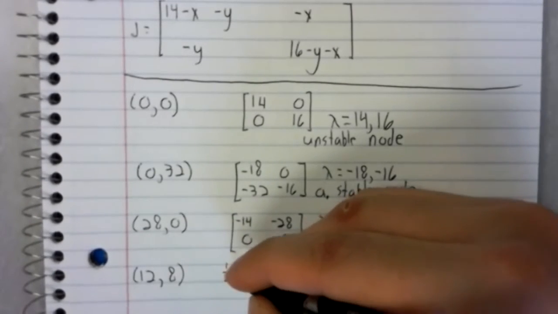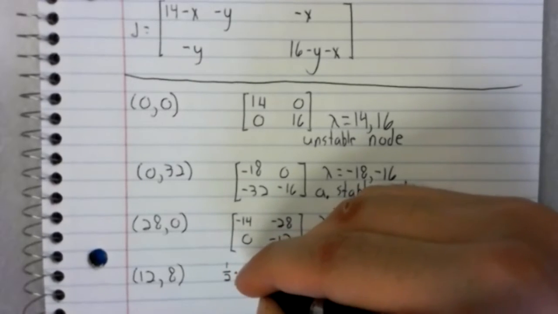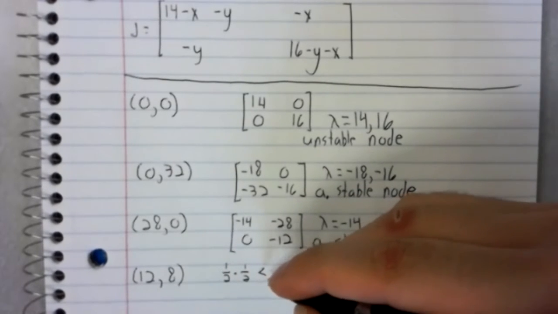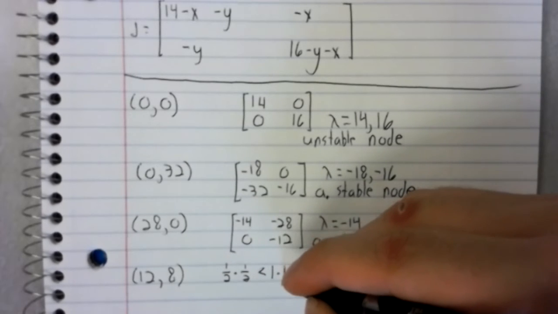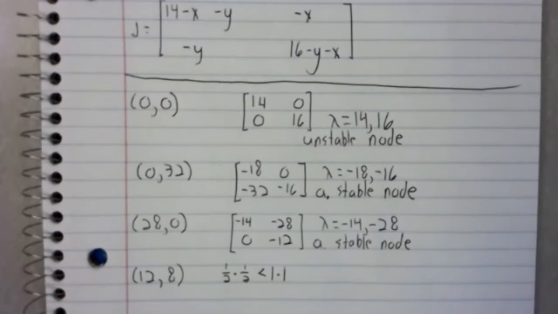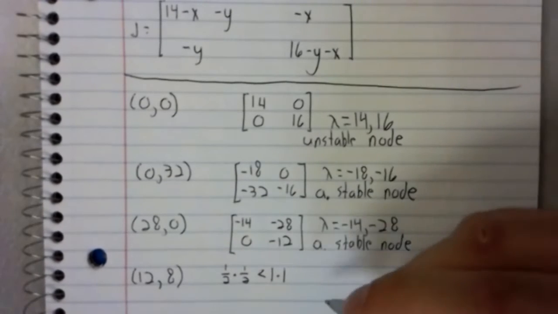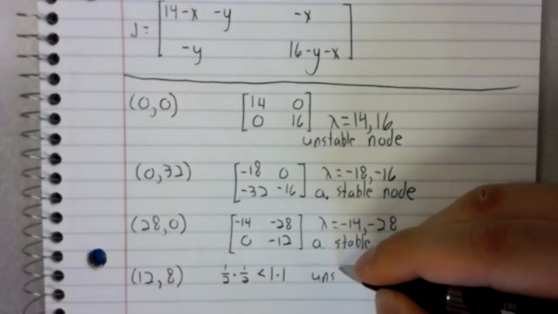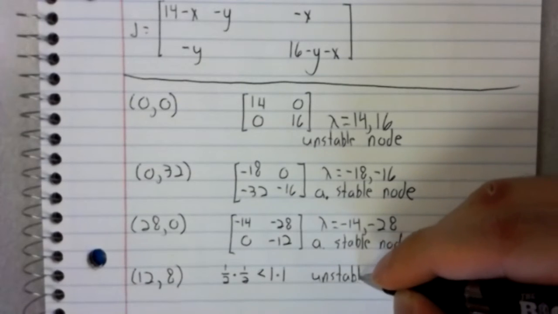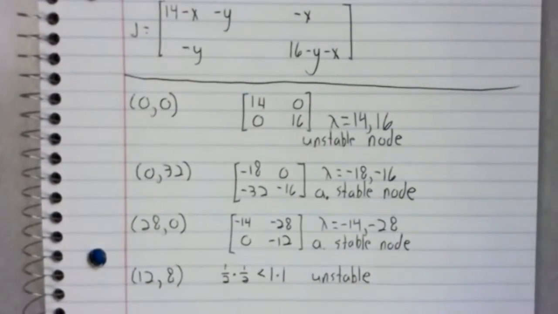This product is less than this product. So according to what we've already said, this fixed point should be unstable because extraspecies competition is more significant than intraspecies competition.